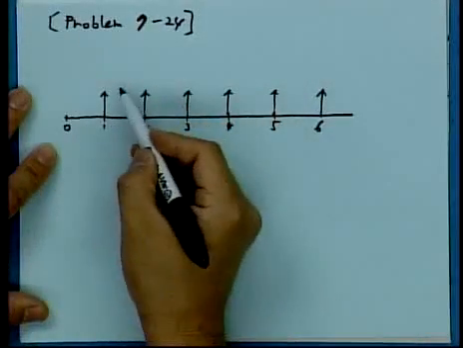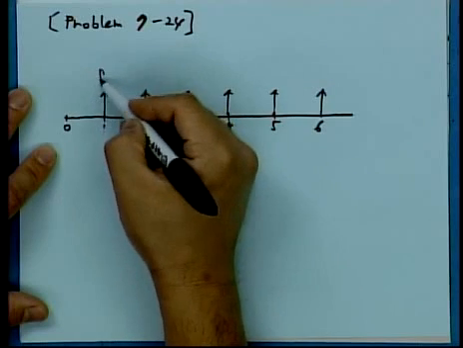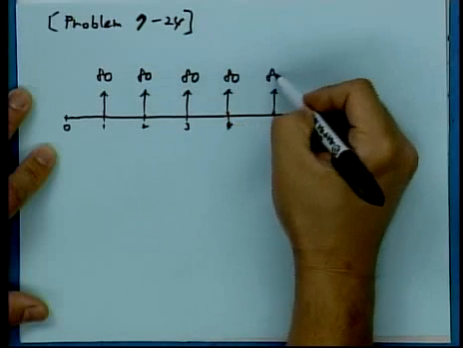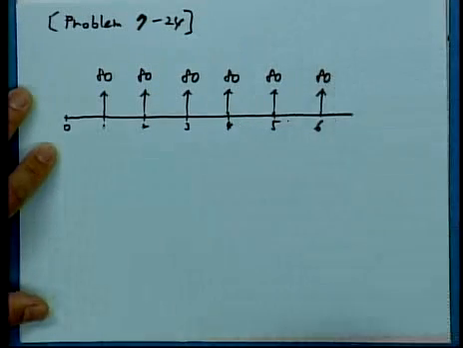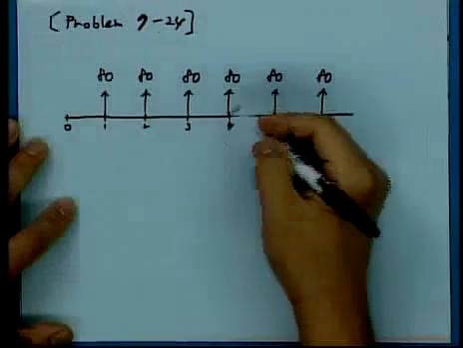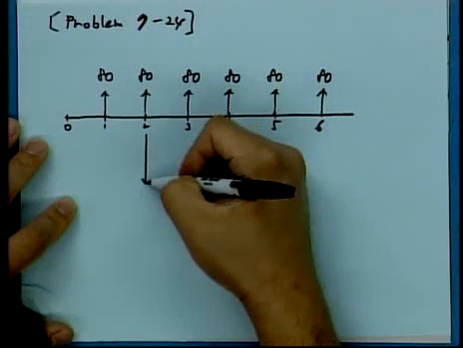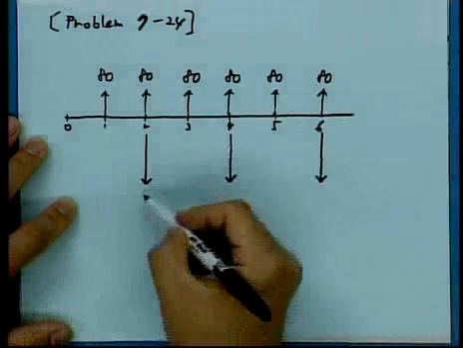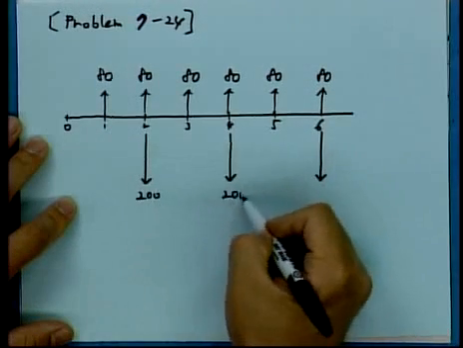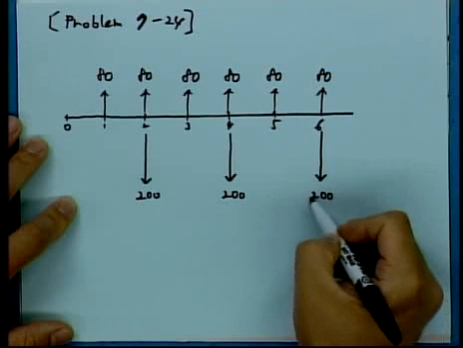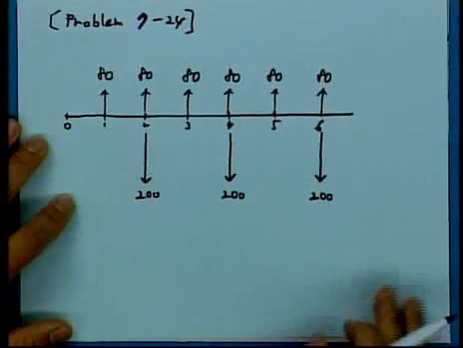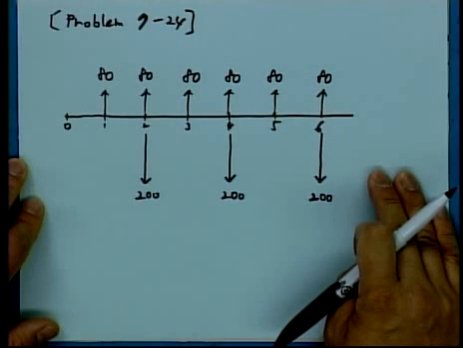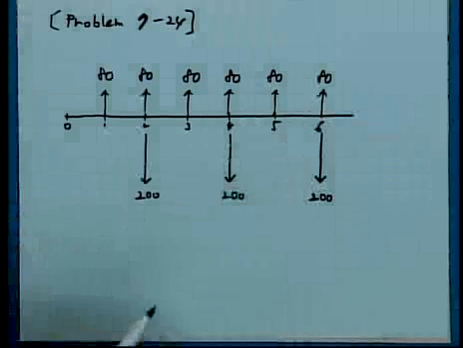And for each period, there is a positive cash flow of $80. And at the end of period 2, 4, and 6, there is a negative cash flow of 200. Okay. And the problem is, for this diagram, we need to compute the interest rate at which the costs are equivalent to the benefits.